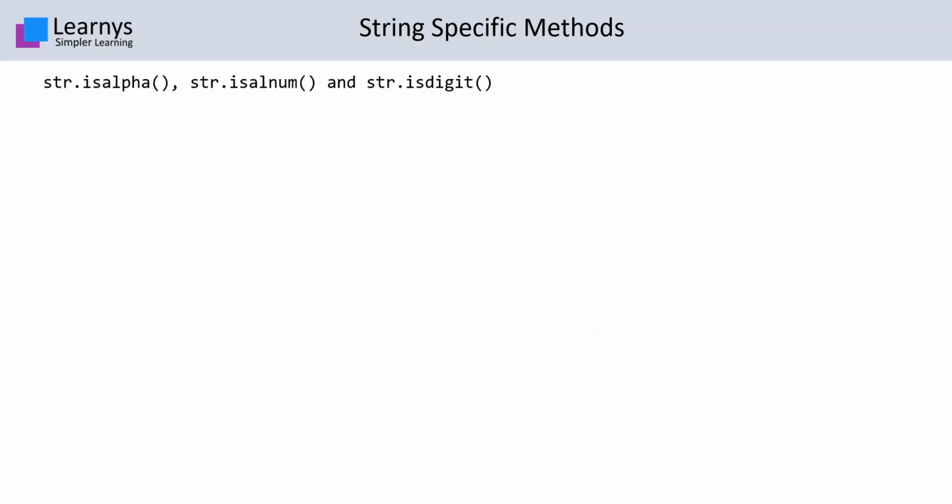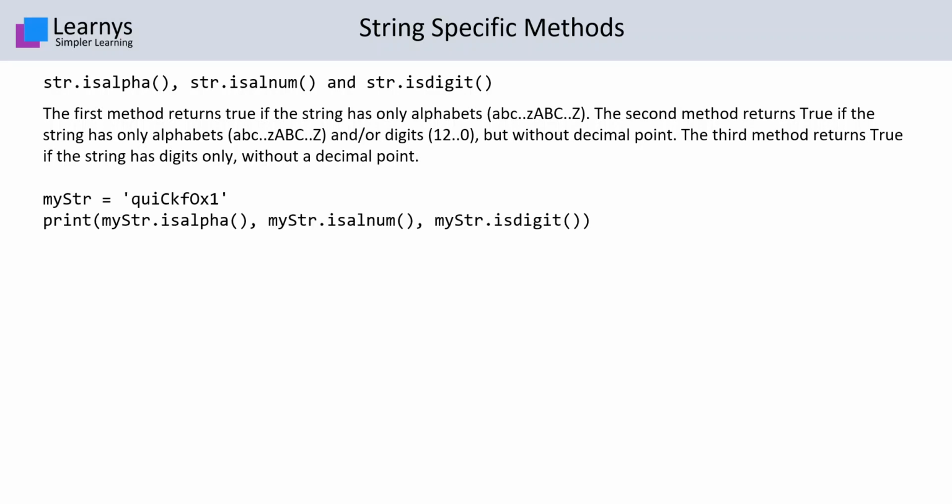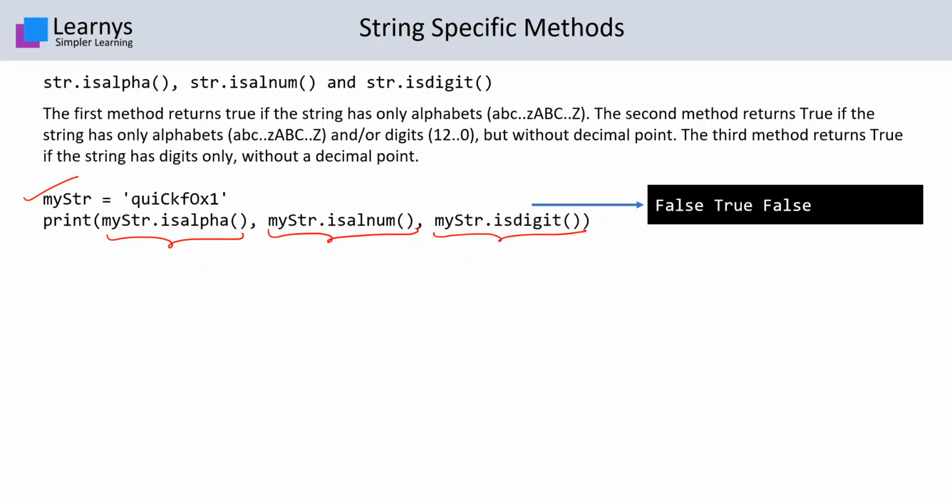Then we have isAlpha, isAlNum and isDigit. They also return a Boolean value true or false. Let's say you have this string QuickFox1. If all the characters are alphabets, isAlpha will return true. If all the characters in the string are either alphabets or numbers, isAlNum will return true. If all the characters in this string are numbers, mystr.isDigit will return true. So since over here it is an alphanumeric string, both .isAlpha and .isDigit will return false, but the .isAlNum function, which means alphanumeric, will return true.